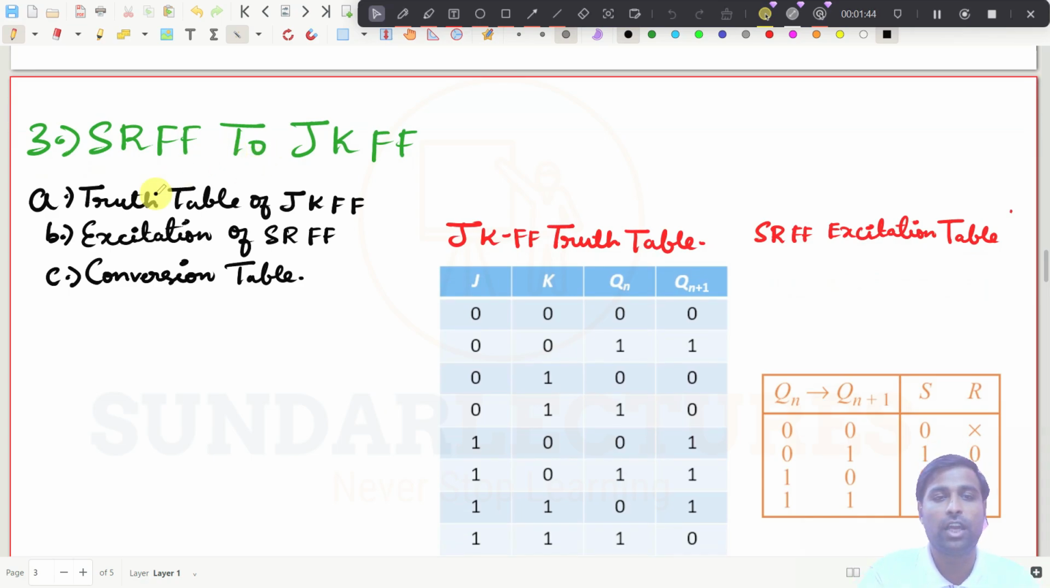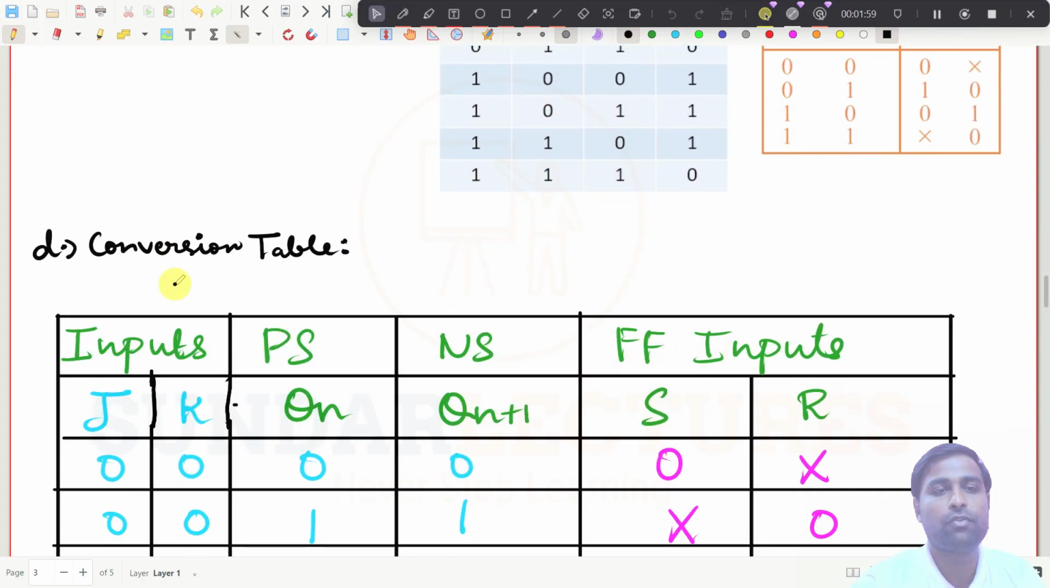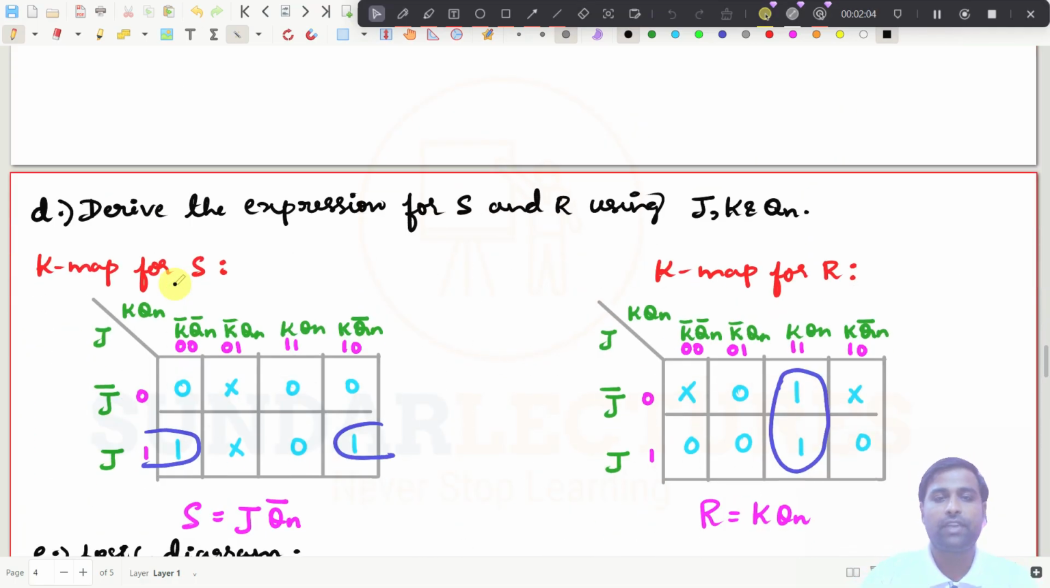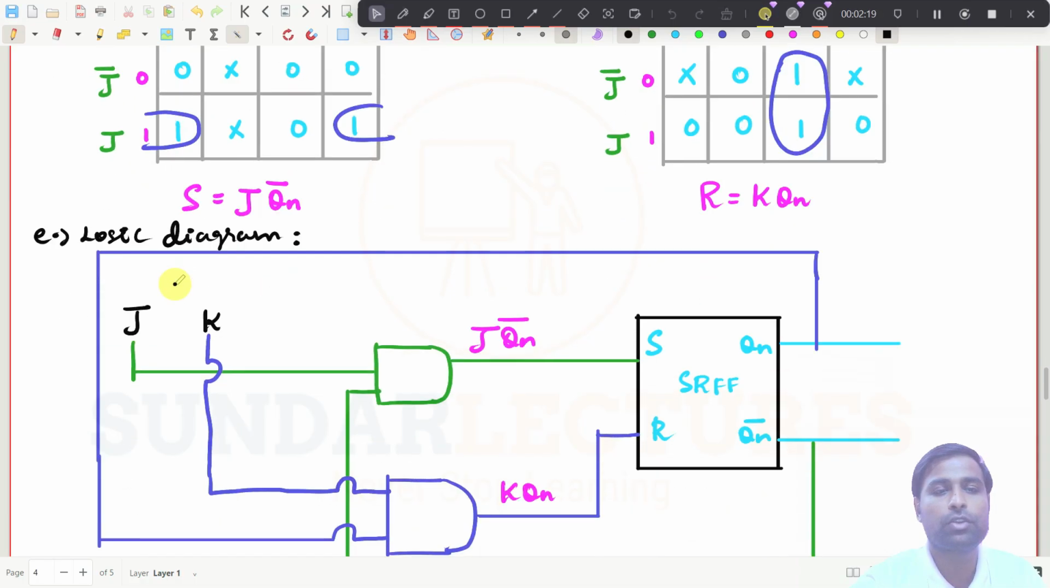First we need to take the truth table of the flip-flop which we are going to convert, right? Next, the excitation table of the flip-flop whichever we are having with us, and then we are going to draw the conversion table. That is the third step, and the fifth step is we are going to derive the expressions. Here we have derived it for SR, but now we are going to derive it for D flip-flop. Only one input we are having with the flip-flop, so we are going to derive one equation only, and then we are going to draw the logic diagram.